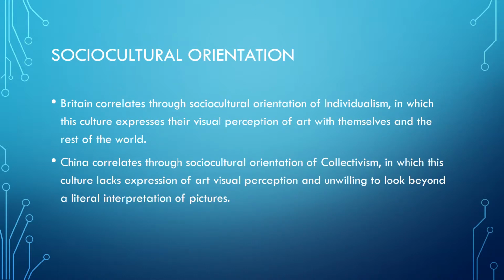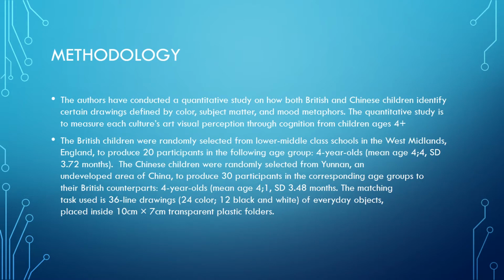The social culture orientation. Britain, I believe, is along the lines of individualism, in which this culture expresses their visual perception of art with themselves and the rest of the world. However, China's social culture orientation is that of collectivism, in which this culture lacks expression of art, visual perception, and is unwilling to look beyond a literal interpretation of a picture.